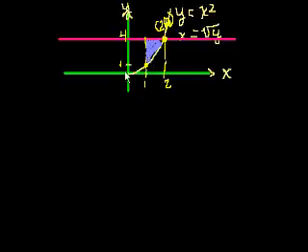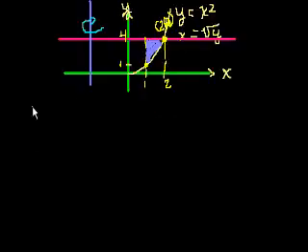Instead of rotating it around the y-axis, I want to rotate it around the line y is equal to minus 2. If that's 2, y equals minus 2 should be roughly here. So I'm going to rotate this area around this line. What's that going to look like? It's going to be a fairly big ring.